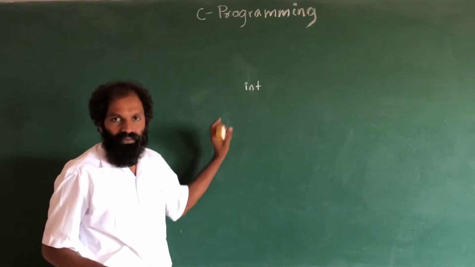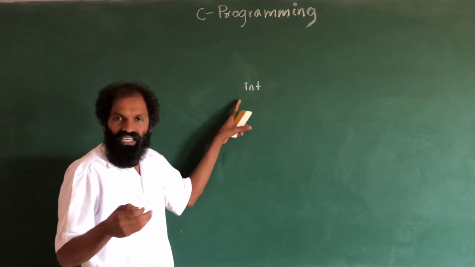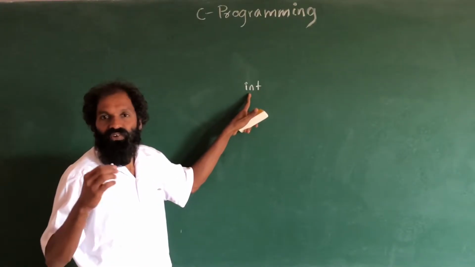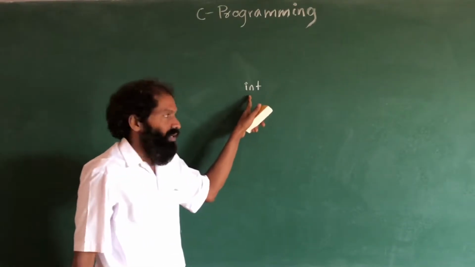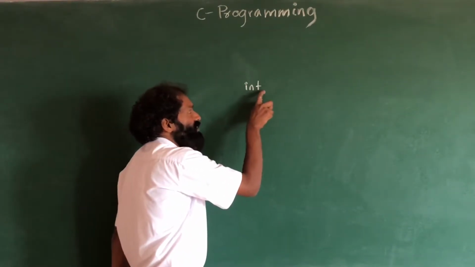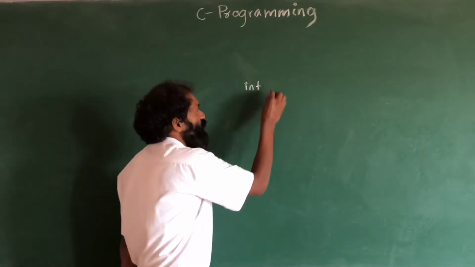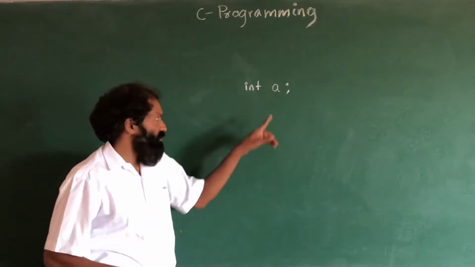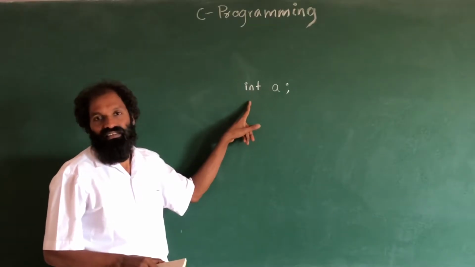It is a data type. We have fundamental data types: int, char, float, double, void. So I took int because we want to store a number into the memory. Now we have to give a variable name. Any name, let us give A. A is a variable name. A is a variable of type int.